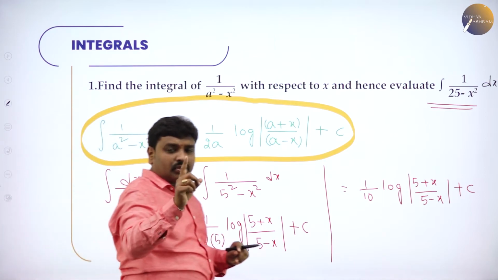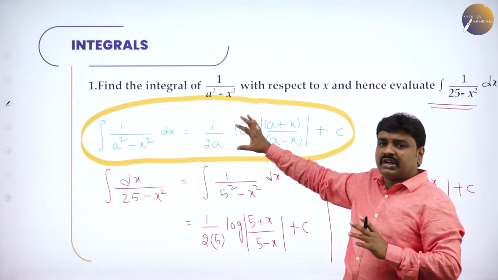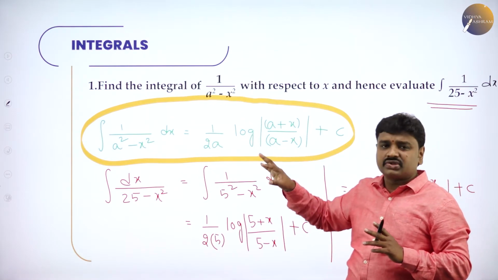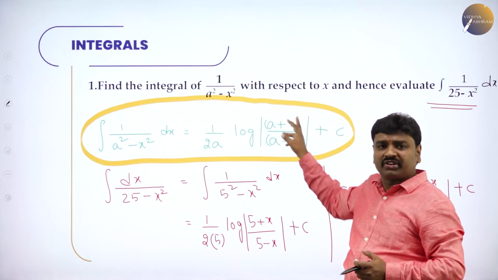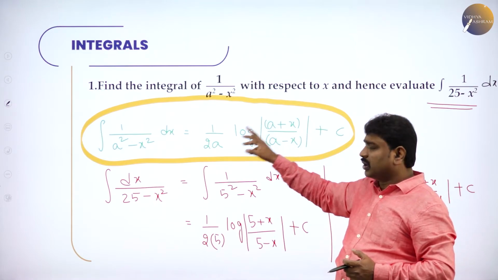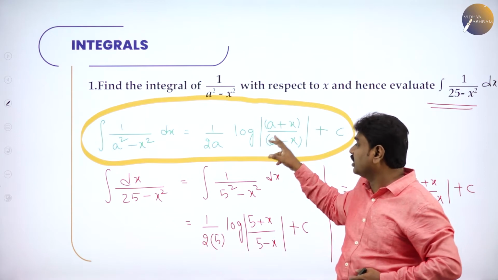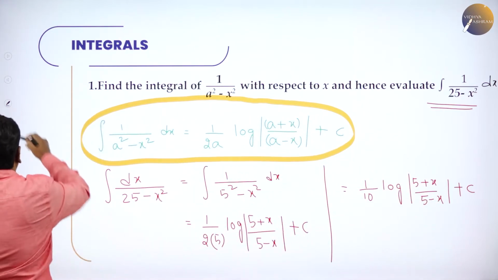So first, become thorough with the first specific integral. What is the first specific integral of your syllabus? Integration of dx by a square minus x square, or 1 by a square minus x square with respect to x. The answer is 1 by 2a log of a plus x by a minus x. How to remember? 1 by 2a log of factors. What are the factors? a plus x, a minus x. Positive factor in the numerator, negative factor in the denominator. That's it. Now we'll go to the next part.